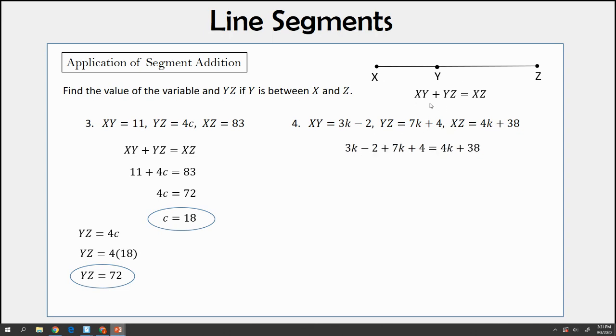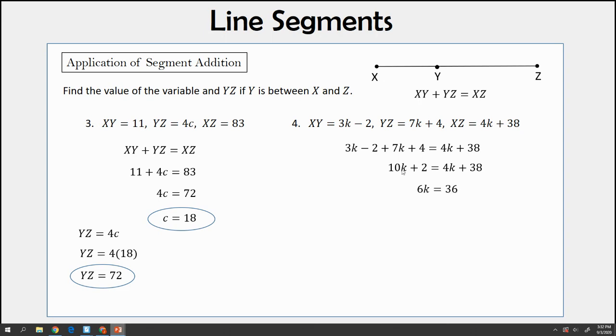All right, we know that xy plus yz equals xz. So I took 3k minus 2 plus 7k plus 4 equals 4k plus 38. I substituted them in. Okay, combine like terms. 3k and 7k are 10k. Negative 2 and positive 4 is positive 2. I still have 4k plus 38 on the other side. So first step in solving is to combine like terms to simplify the left side.